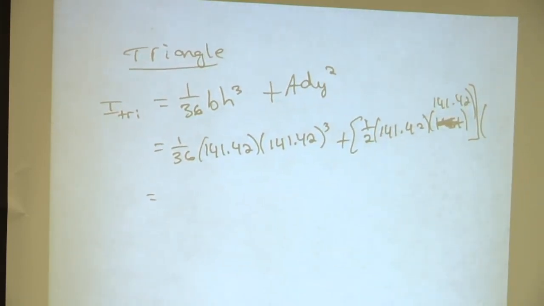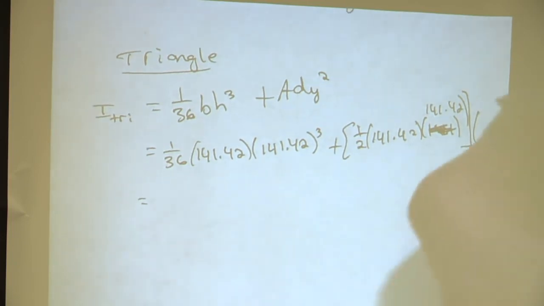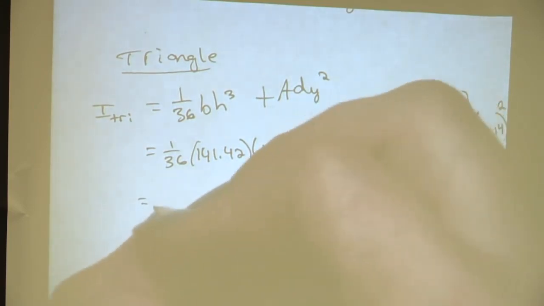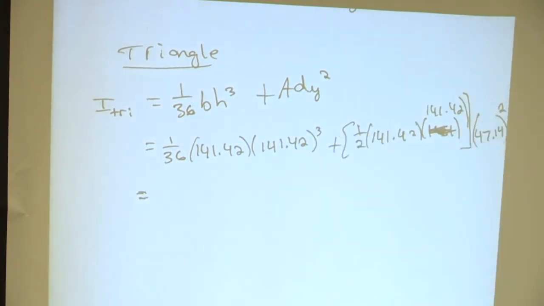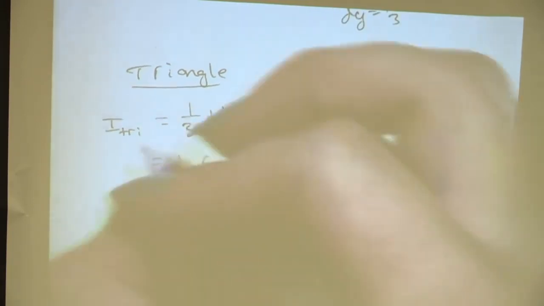So what's 1/3 of the height? I'll get to it in a bit. That's going to be 47.14. 47.14, and that entire thing is squared, okay? And then what will that give us for a final answer for the triangle?